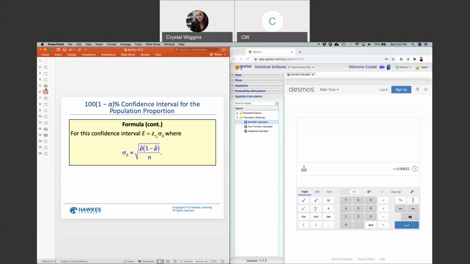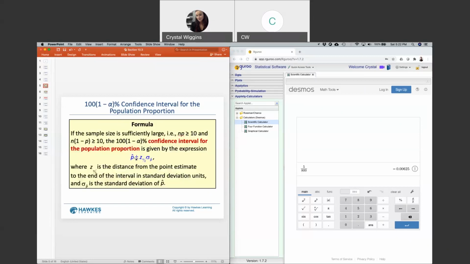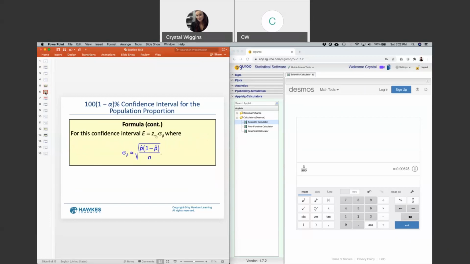Oh, and I probably should mention that after the plus or minus, this is still big capital E, the margin of error. This margin of error is what you're adding and subtracting to this point estimate in order to build the confidence interval. And it's stated right here.